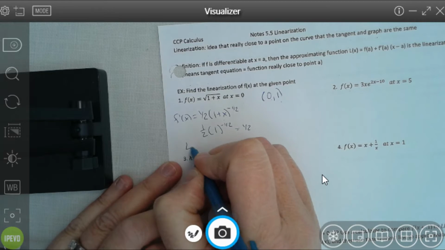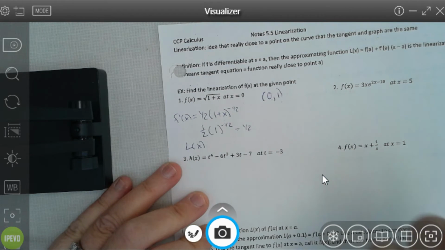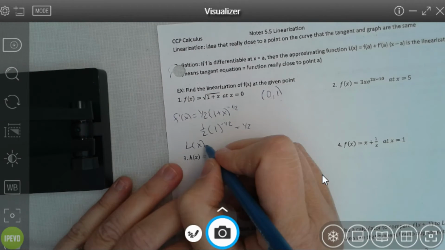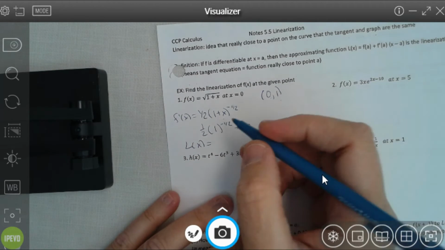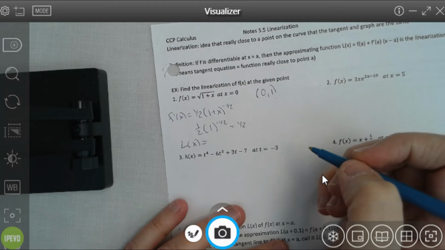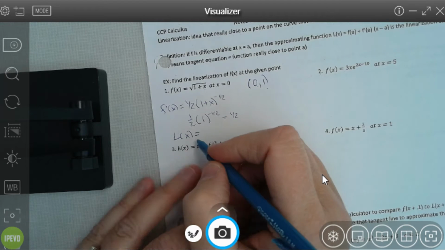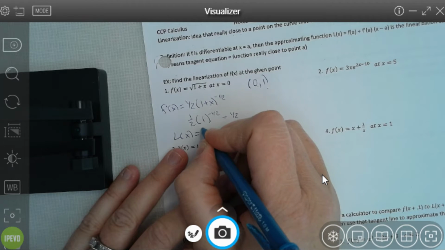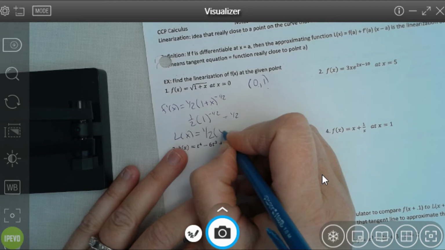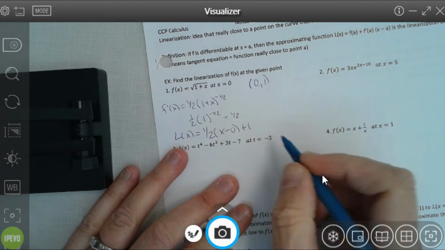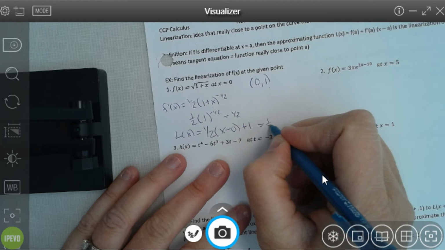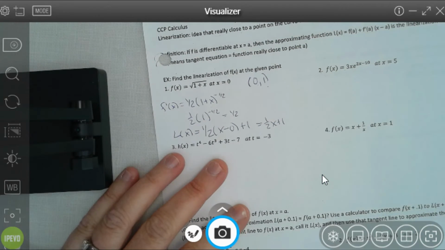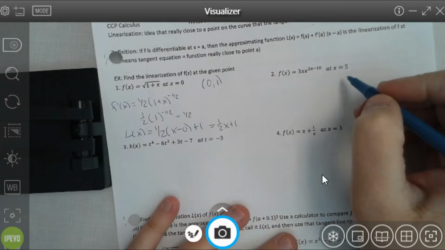So your slope is 1/2. Then for my linearization, usually we put L of x, or y equals, I don't care. But typically you'll see the AP exam use L of x instead of y equals, which is what we use for tangent lines. That's the only difference. So y equals your slope times x minus your x plus your y. You don't really need the 0. I put it in there just so you guys can see. So really I would probably just write this as 1/2 x plus 1.